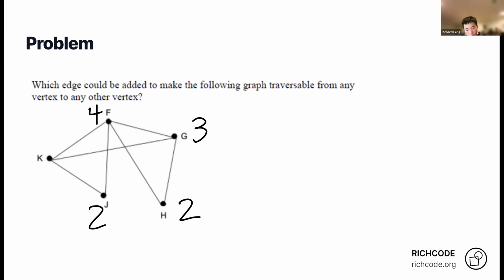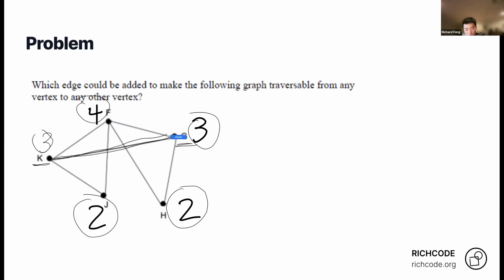So in order for this graph to be traversable, all of the nodes have to have an even degree. So we can see F, J, and H already have an even degree. So the question is essentially, how can we add one more edge to make K and G have an even degree? So the only way to do that, to increase each of these degrees by 1 with one edge, is to just connect them directly.